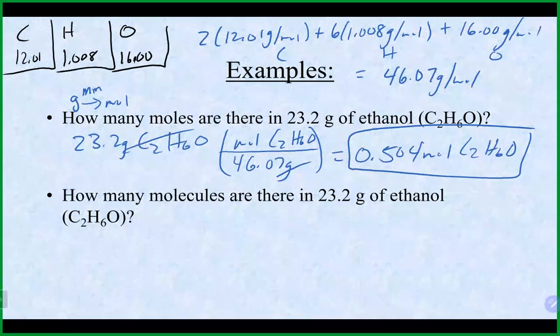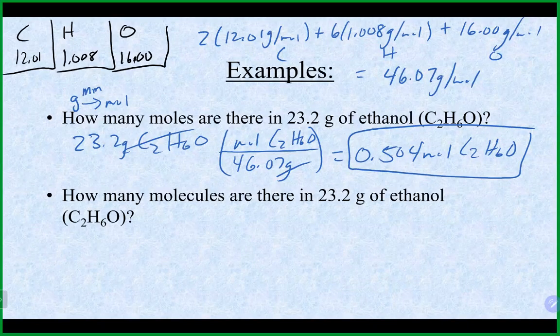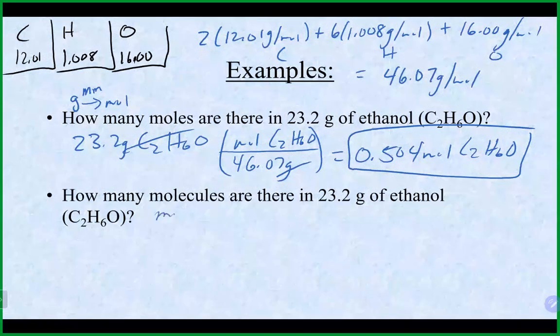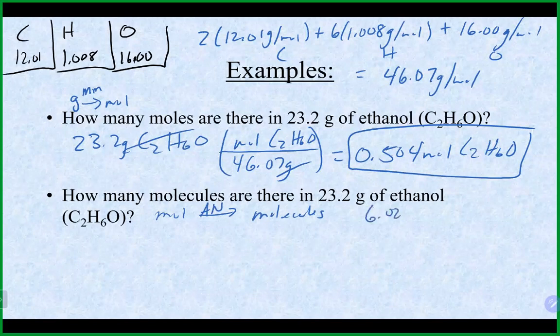So the second part here is how many molecules are there in 23.2 grams of ethanol. So really it's kind of a continuation of the first part there. Since we do have moles, we want to go from moles to molecules. And a reminder that Avogadro's number is going to allow us to do that. Remember, it's a constant pretty much. You've got 6.022 times 10 to the 23 molecules per mole. And once again, you can flip it around the other way if you need to in the calculation, with the moles on top and the molecules on the bottom.